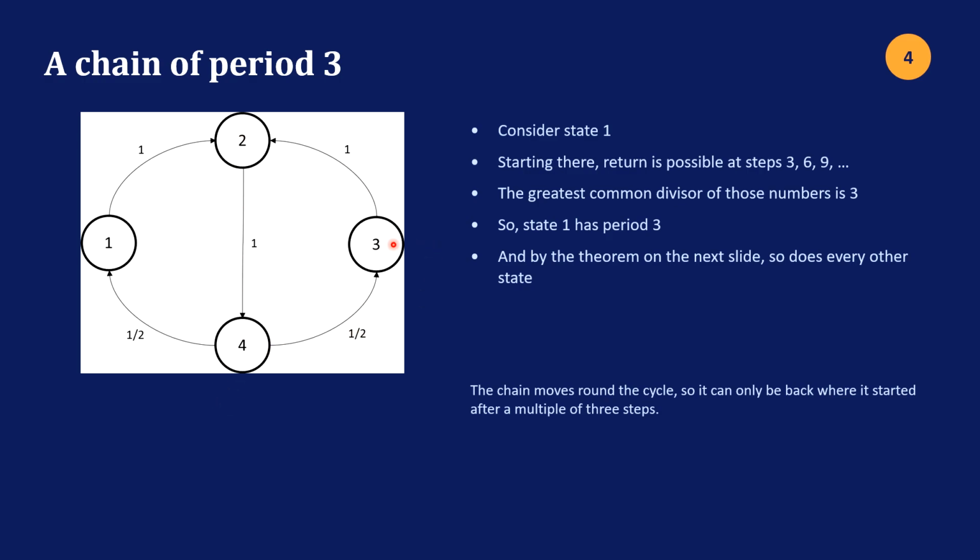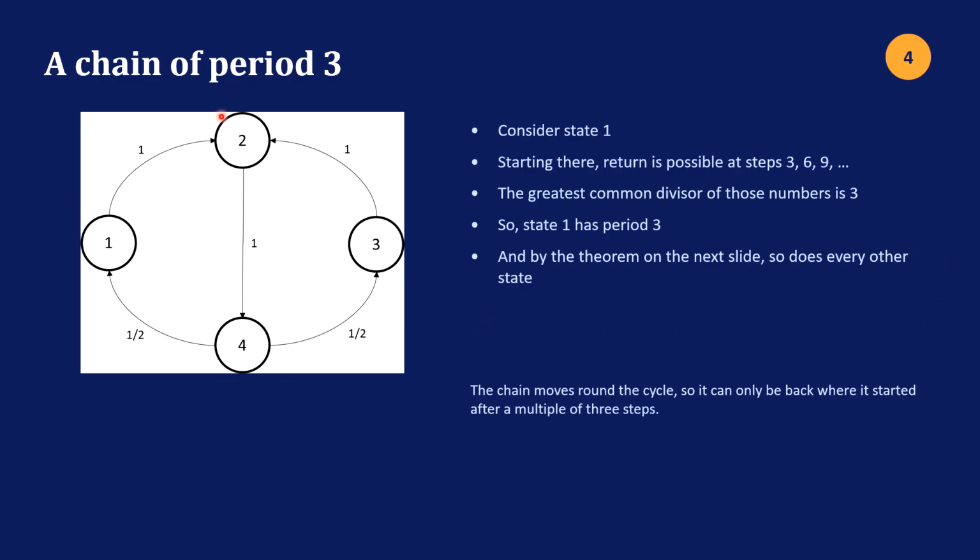This way here. And then you could go from here to here. That's 1, 2, 3, 4, 5, 6. So again, you have multiples of 3 getting you back to state 3. So this also has period 3. I won't go through the details, but 2 and 4 also have period 3. And we're going to have a theorem that'll give us that result.